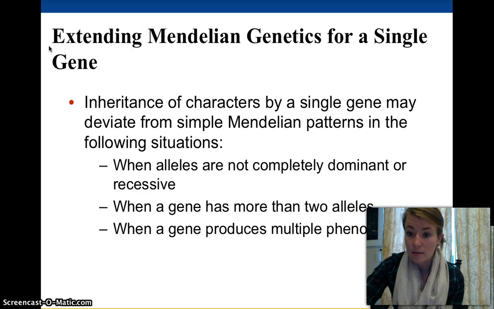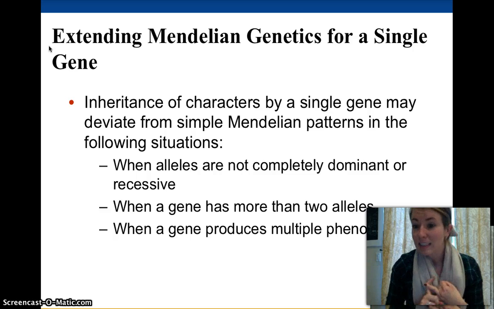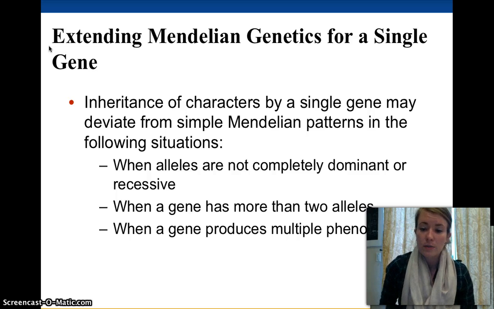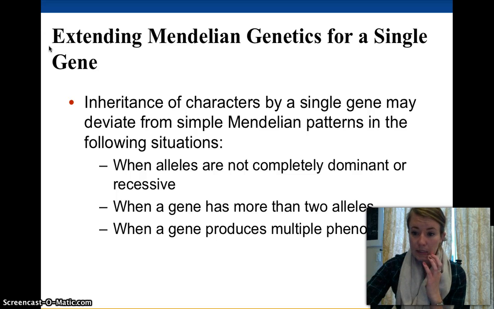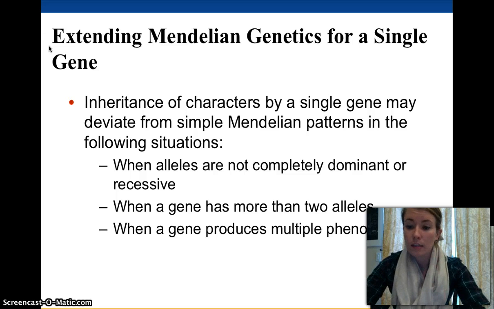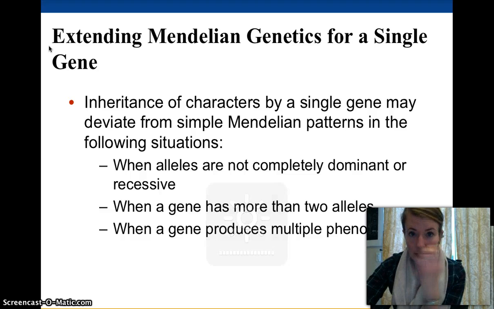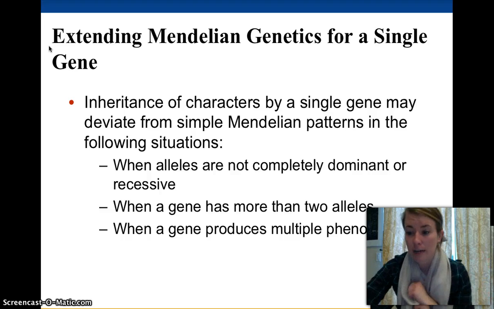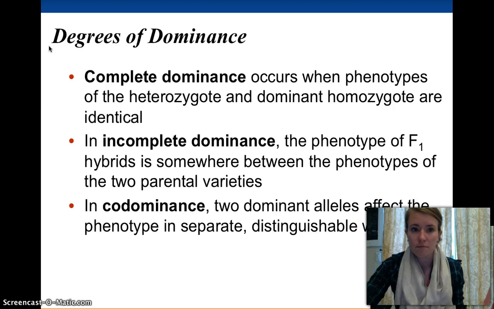So this is when it may be a little bit different than we talked about. If alleles are not completely dominant or recessive, we're going to see different outcomes. We'll talk about what that means. When a gene has more than 2 alleles, we're going to see different outcomes. And when a gene produces multiple phenotypes, we're going to see different outcomes. Those 3 examples are when we're only looking at 1 gene. When we're done with these, we're going to talk about what happens if you're looking at 2 genes. But for right now, looking at a single gene, just think like flower color, and that's it.